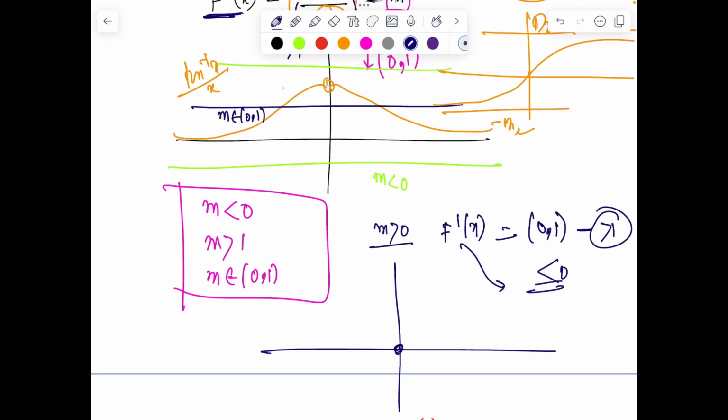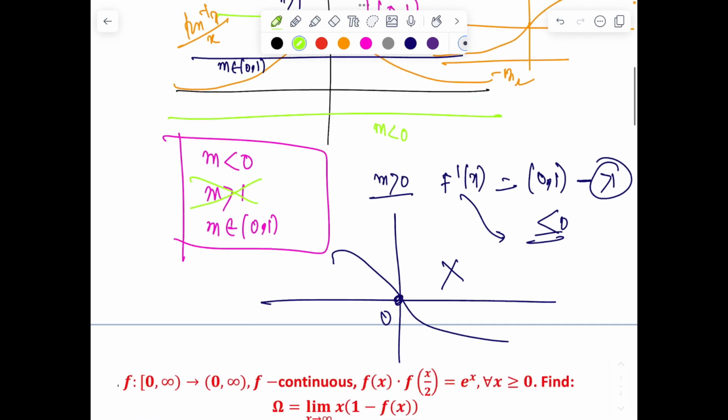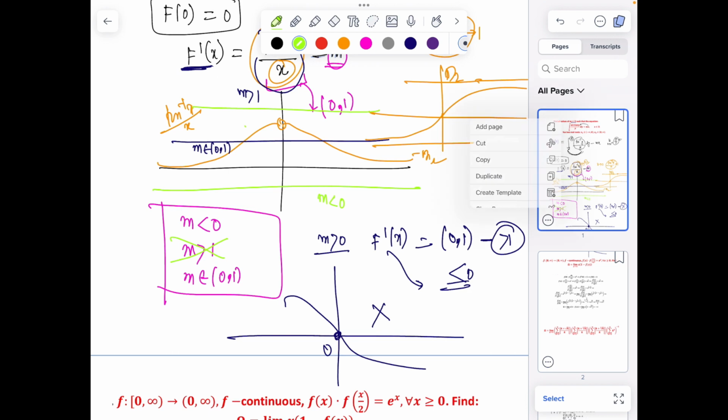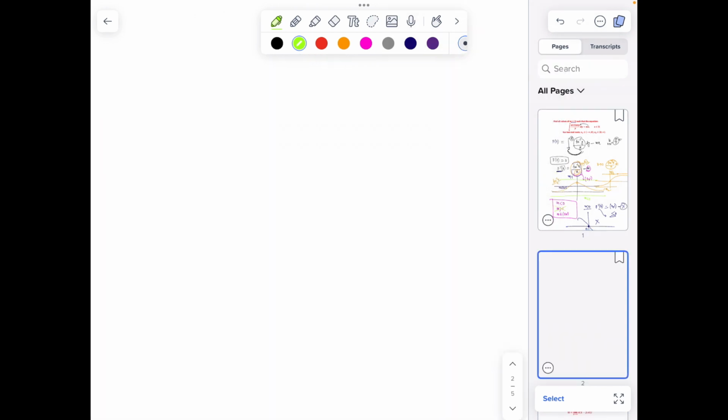For m more than 1, it is more than 1 anyway, so f dash x is always negative. Hence f will be a strictly decreasing function. So f of 0 is 0 and it's strictly decreasing. So anyway, we will not have any other real root. So this case of m greater than 1 is already gone.